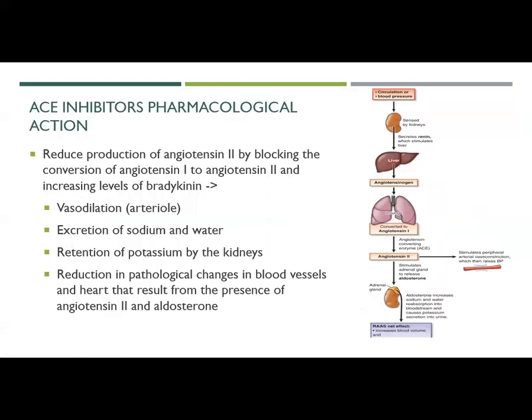So, our ACE inhibitors' pharmacological action. They reduce production of angiotensin 2 by blocking the conversion of angiotensin 1 to angiotensin 2 and increasing levels of bradykinin. This all results in vasodilation, excretion of sodium and water, retention of potassium by the kidneys, and reduction in pathological changes in the blood vessels and heart that result from the presence of angiotensin 2 and aldosterone.